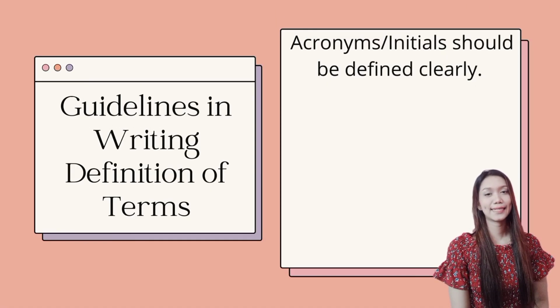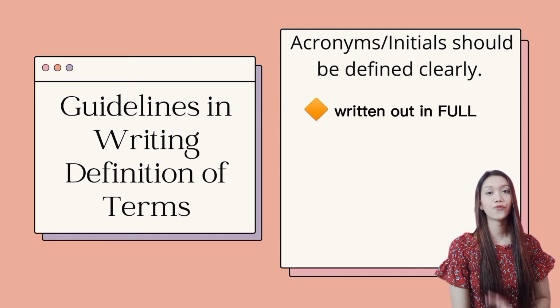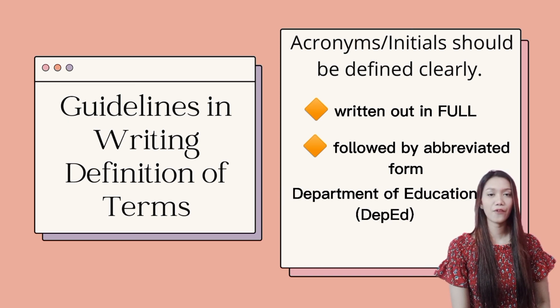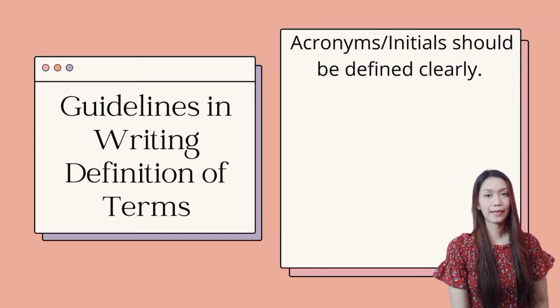The fifth one is acronyms. Initials should be defined clearly. In research, acronyms should be written out in full at the first use in both the abstract and paper itself and followed by the abbreviated form in parentheses, as in Department of Education or DepEd.